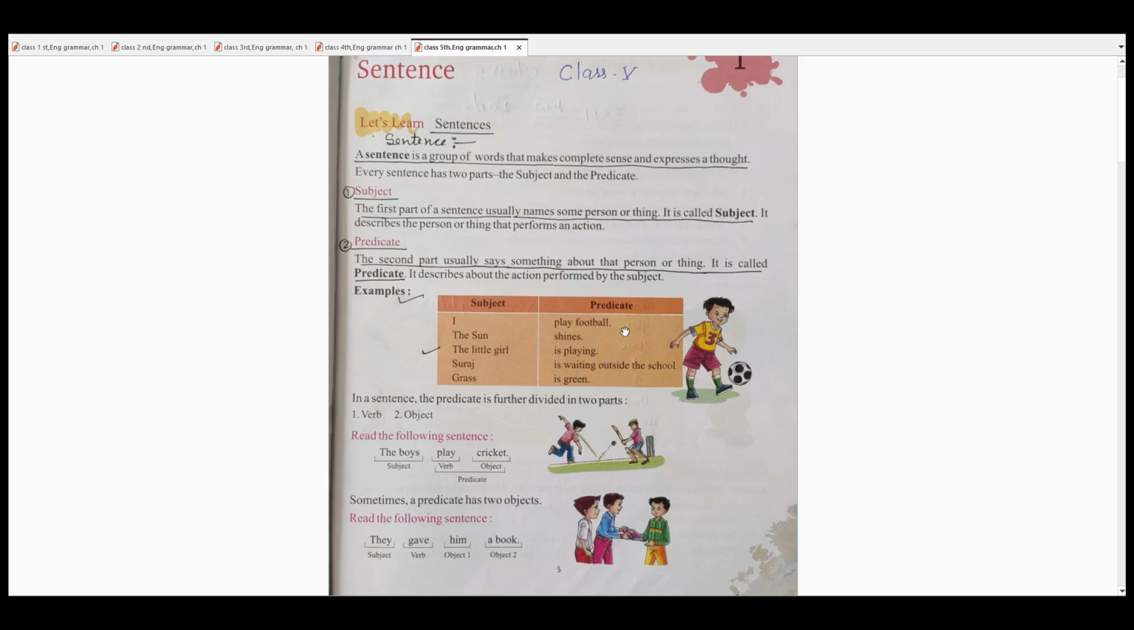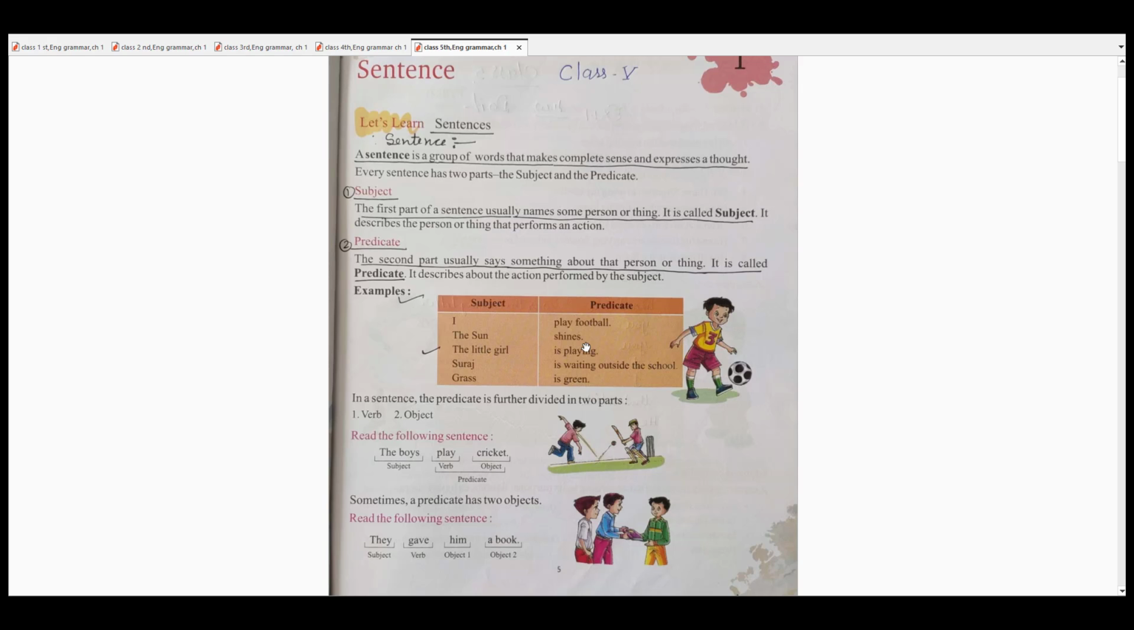So here, who is playing the football? I am playing the football. Therefore, I is a subject. Whereas, what is subject doing? Subject is playing football. Therefore, play football is a predicate. Whatever subject does will come under predicate. Whatever subject there might be will be counted under subject.